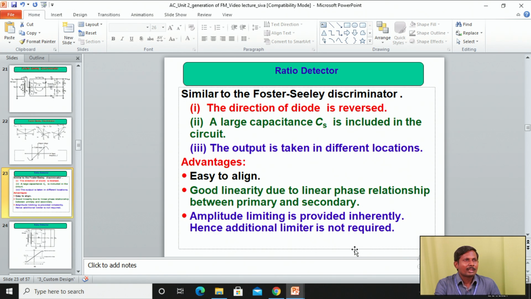Advantages: it is easy to align. It produces good linearity due to the linear phase relationship between primary and secondary. The third one is amplitude limiting is provided inherently, hence an additional limiter is not required in this ratio detector method.